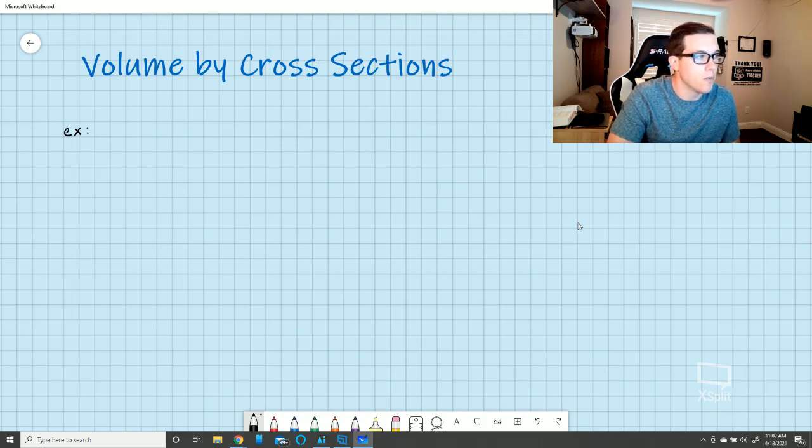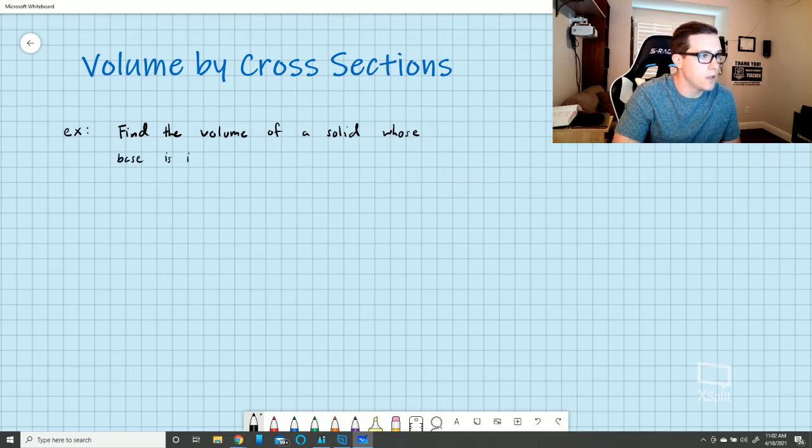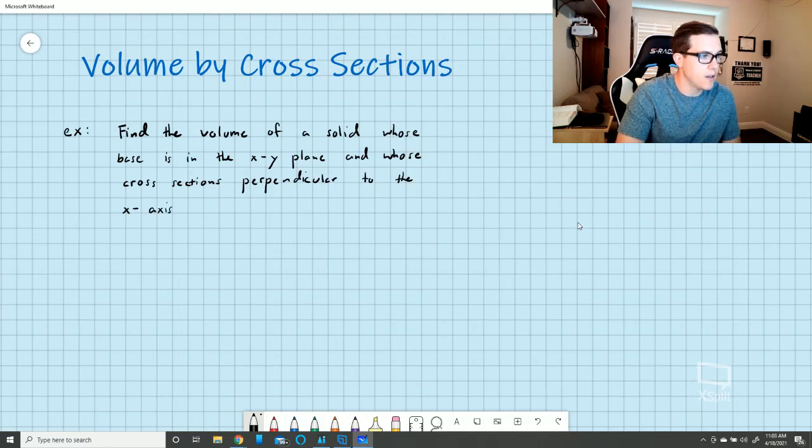So one of the things we can do is find the volume of a solid whose base is in the XY plane and whose cross sections, keyword cross sections, perpendicular to the x-axis are squares.